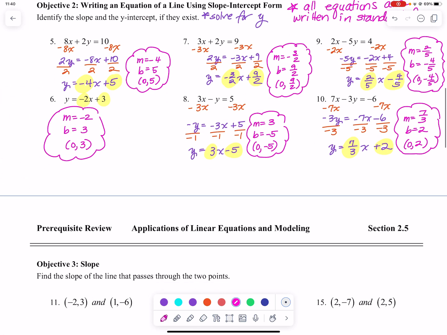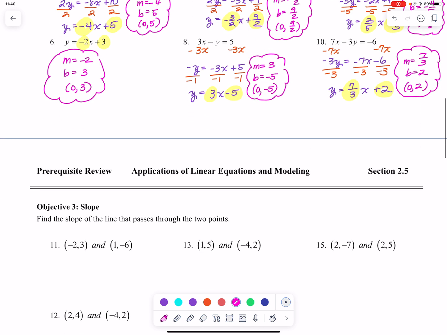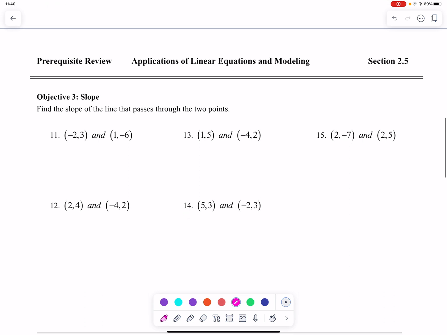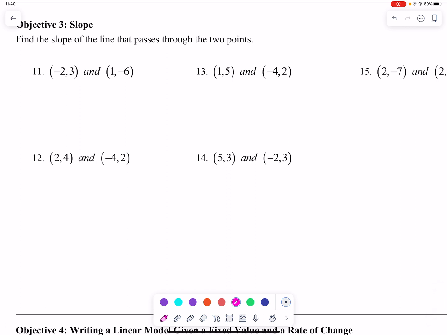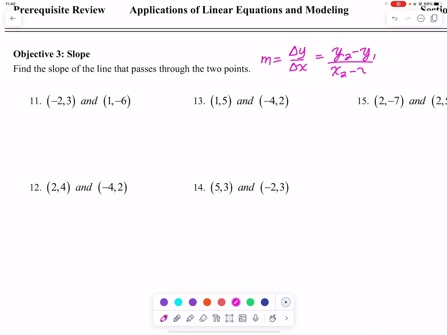Okay, let's go on to the slope of a line that passes through 2 points. Again, we want to keep in mind that our slope is the change in y over change in x, which is the difference of the y values, the y coordinates, divided by the difference of the x coordinates of the 2 points on that line that you are looking for the slope.